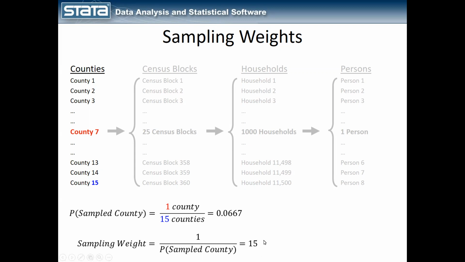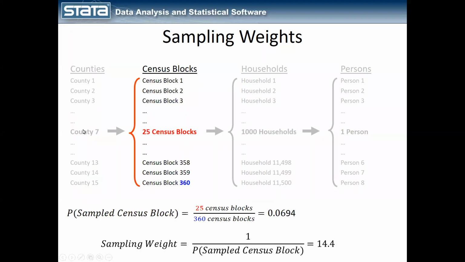So what that essentially means is that that one county is representing 15 other counties in the population. That's what that sampling weight means in terms of its interpretation. So let's go to sampling stage 2, the census block.